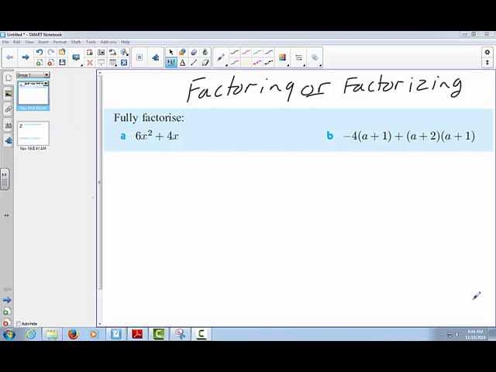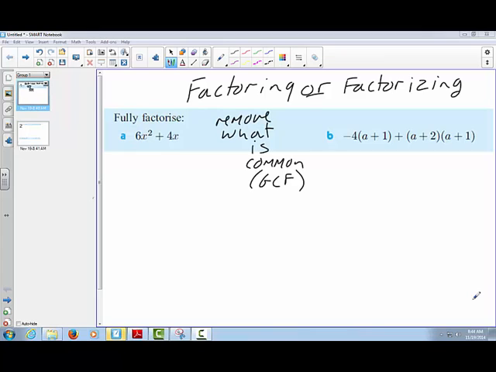We've talked a bit about expanding. Now we're going to talk about factoring, which is a reverse operation. What that means is we want to take out whatever is common, better known as greatest common factor.